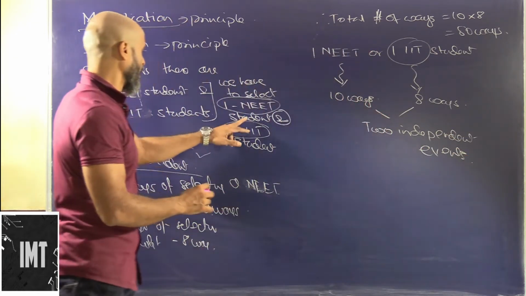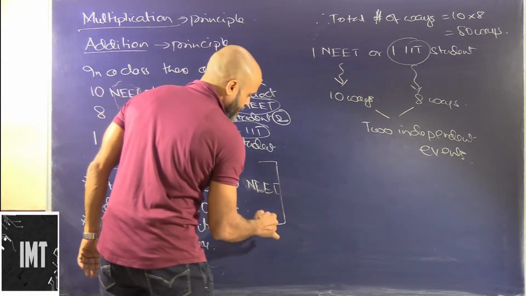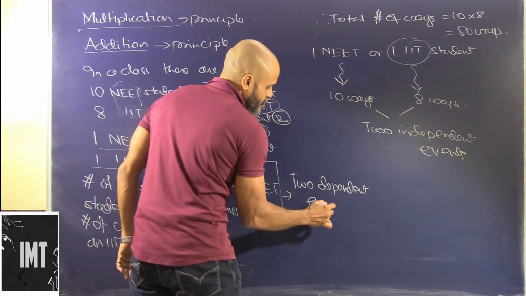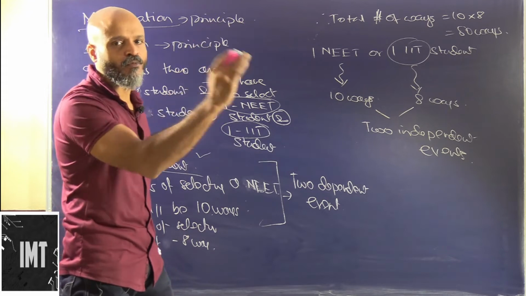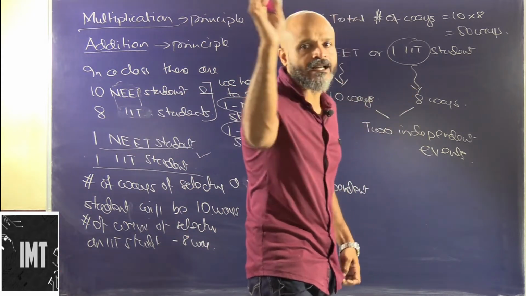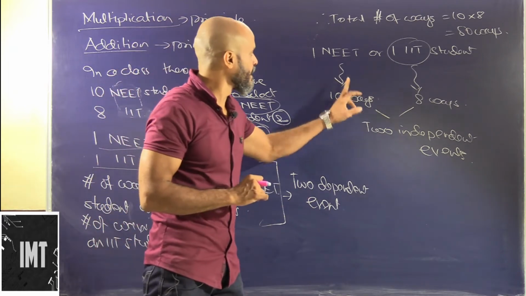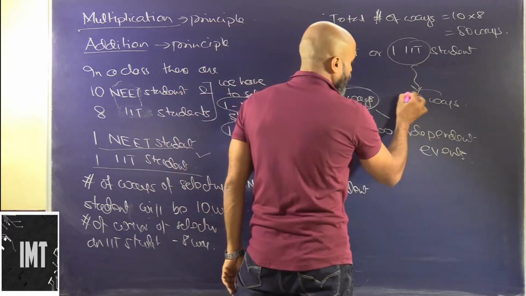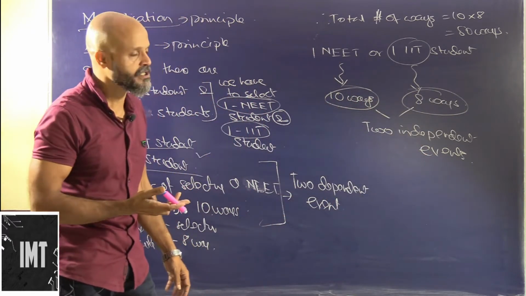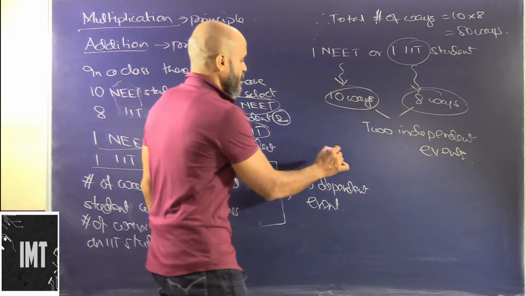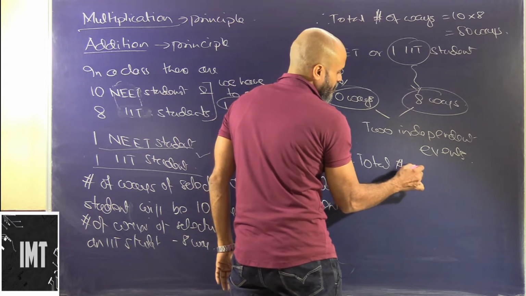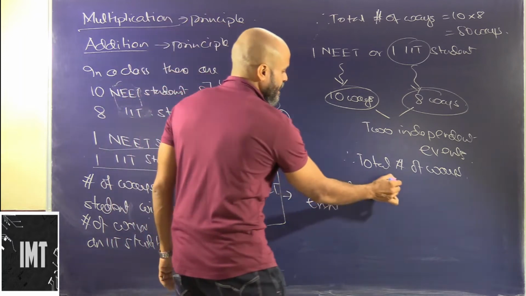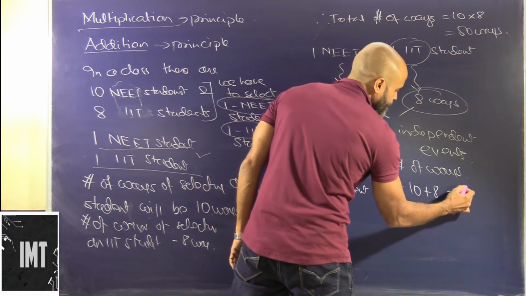Here when we say and, these were basically two dependent events. So we will first have to have clarity on where we need to multiply and where we need to add, and only then can we apply the basics of permutation and combination. So here, one NEET or one IIT student: one NEET student can be selected in 10 ways, and one IIT student can be selected in 8 ways. So the total number of ways in which either an IIT or a NEET student can be selected will be 10 plus 8, that is 18 ways.